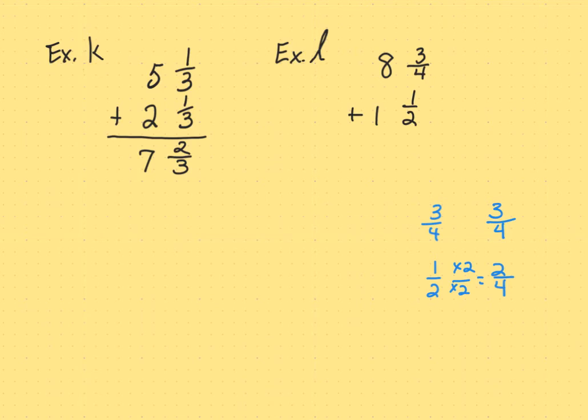So our original problem, and usually what I do is I'll write a little arrow like that out to the side and say 8 3/4 plus 1 2/4. Okay, keeping the whole numbers written as they were, but putting in equivalent fractions where needed. Okay, now if we add these, we get 9, and 3 plus 2 is 5. Common denominator is 4. Oh, wait a minute.